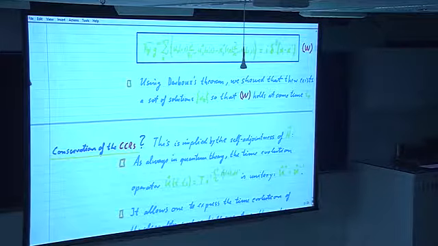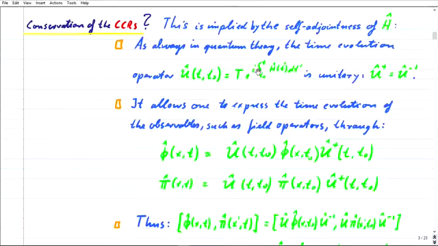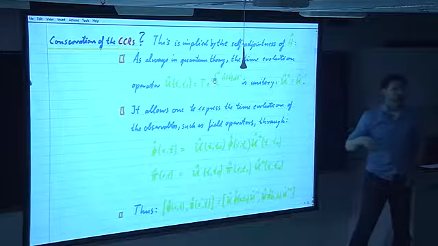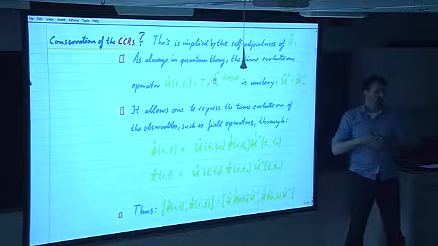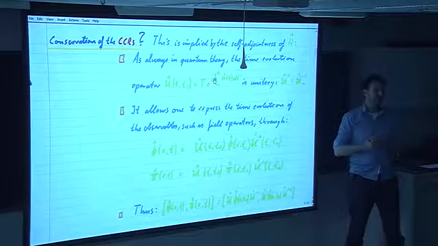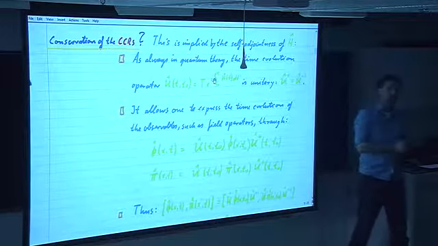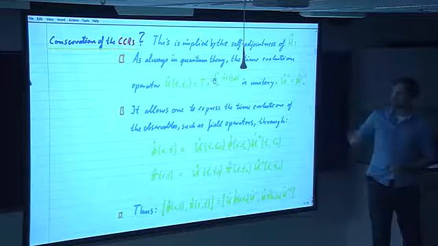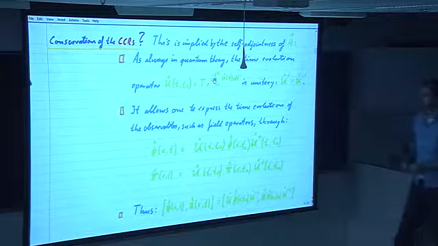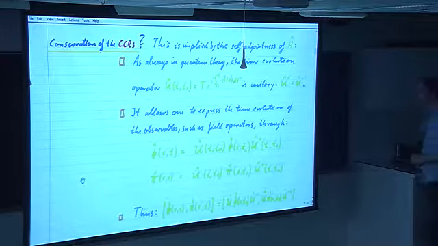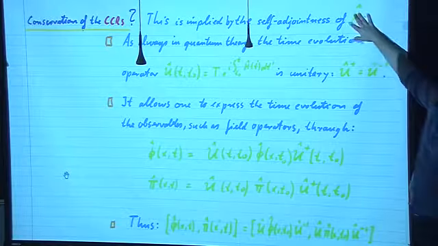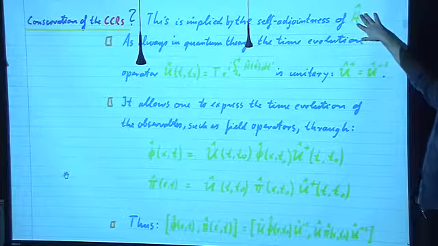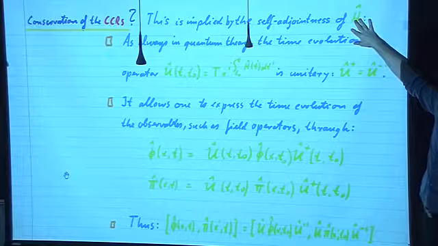Well, it turns out that the canonical commutation relations are kind of the Noether charges of a symmetry. The symmetry that I'm talking about is the symmetry of unitary invariance of quantum mechanics. The canonical commutation relations are conserved exactly because time evolution is unitary. And we see that here at work as well. The conservation of the canonical commutation relations is implied by the self-adjointness of the Hamiltonian, which is to say it is implied by the unitarity of the time evolution operator.